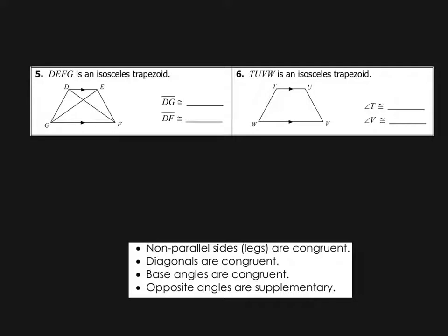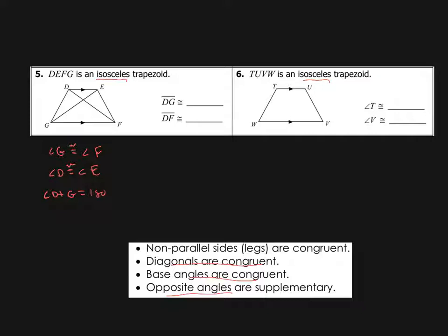Our next set of questions deals with isosceles trapezoids. So isosceles trapezoids, what do we know? We know that angle G is congruent to angle F, and we know that angle D is congruent to angle E. I know that angle D plus G equals 180, and lots of other stuff like that. So these are the things that I'm going in with: diagonals are congruent, base angles are congruent, opposite angles are supplementary.